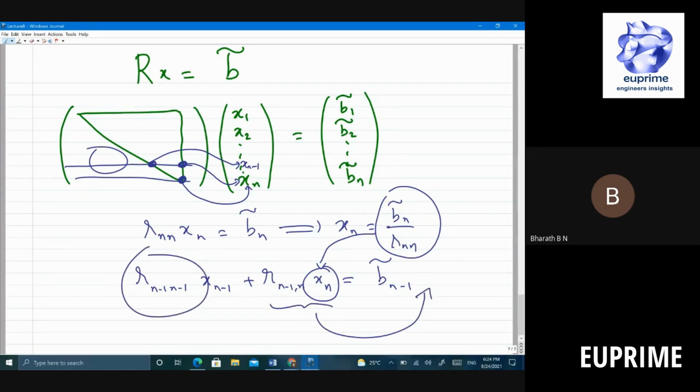You can recursively do it, and it's as simple as that. So you don't need to find the inverse of a matrix and all that. It's computation-wise straightforward. Is that fine? That's why QR decomposition is pretty easy. Okay, everything is fine.